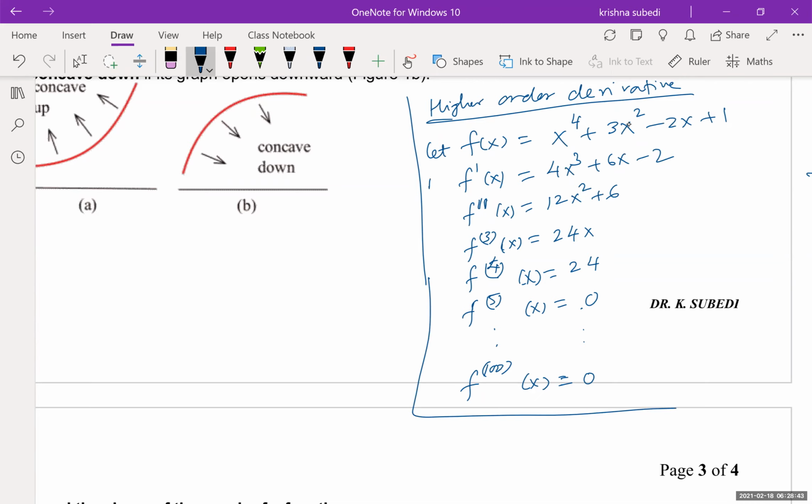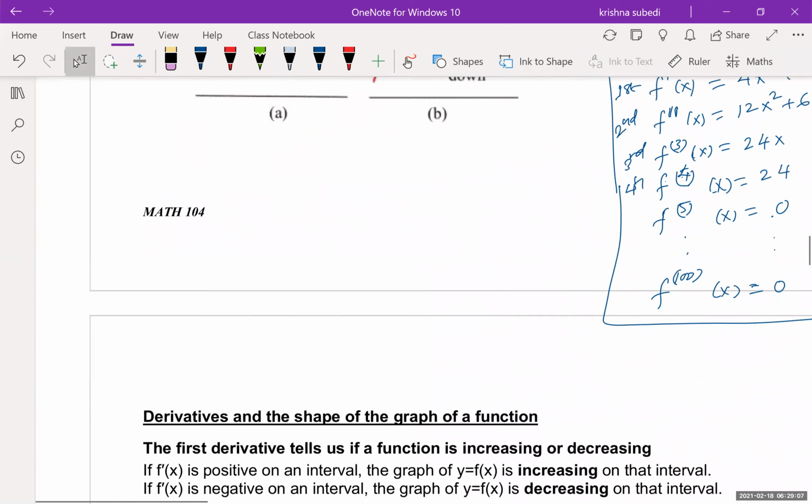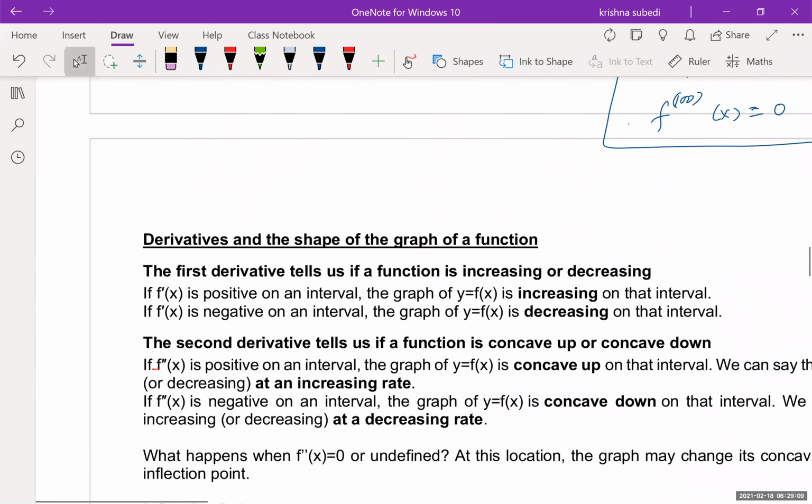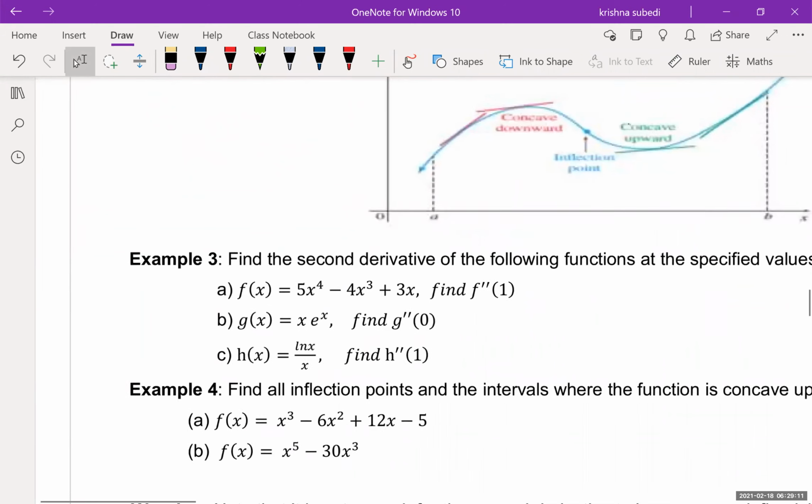This is your first order derivative. This is your second derivative, third derivative, fourth derivative, and so on. Notice how I denote the third order derivative this way. It's not like f of 3, not like that. This 3 is on the top of f, okay? In the same manner for the others. All right, now with this concept, I would like you to try this example 3 on your own.